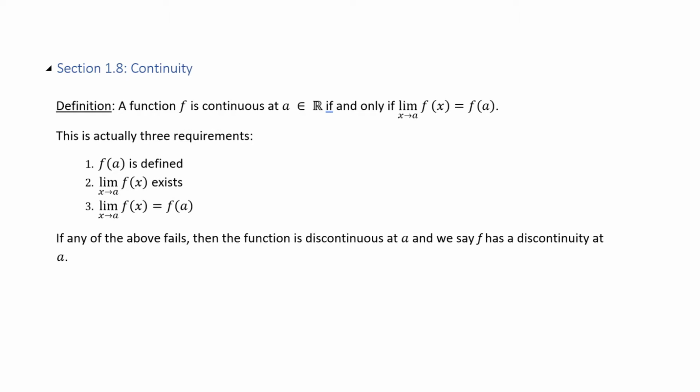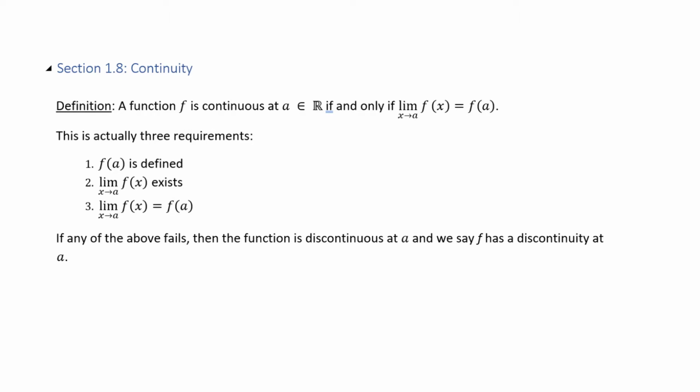We are now on to section 1.8. It is titled Continuity. Let's begin with the definition. We say a function f is continuous at a, an element of the reals, if and only if the limit as x approaches a of f of x equals f of a.